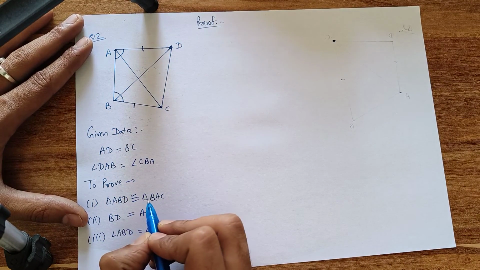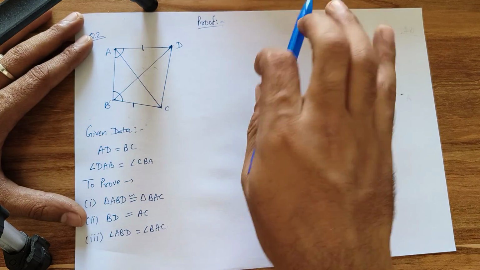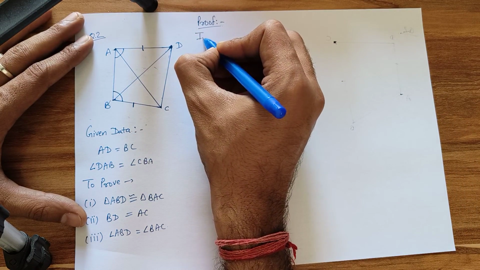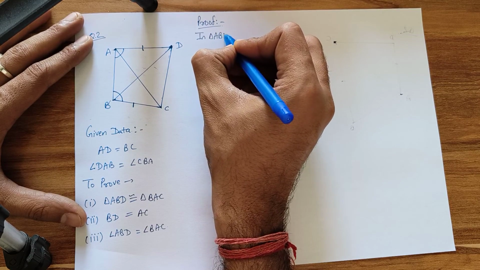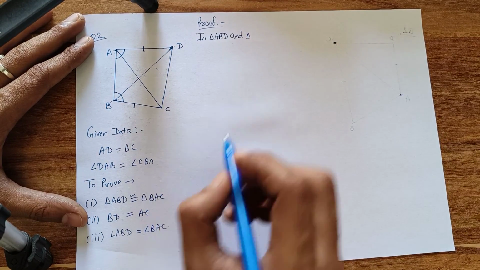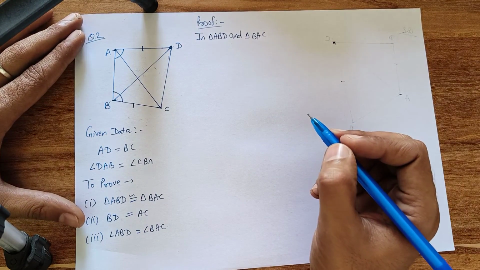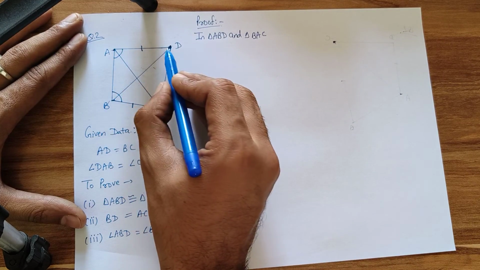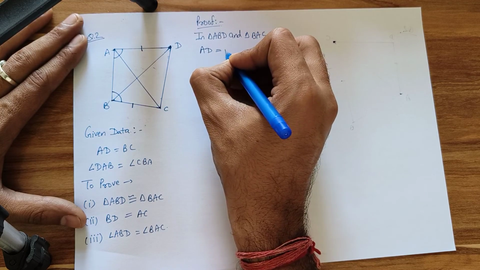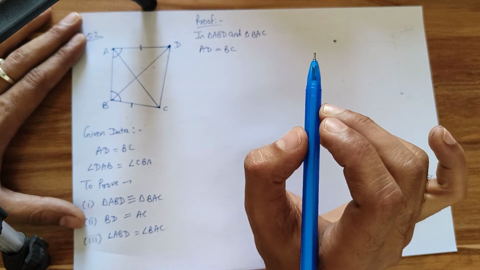Those two triangles which I have to prove, I will take those two triangles only. The first triangle is ABD, this portion of the triangle I will take as ABD. In triangle ABD and triangle BAC, the relation is side AD is equal to side BC. This side AD and this side BC, AD and BC are equal.